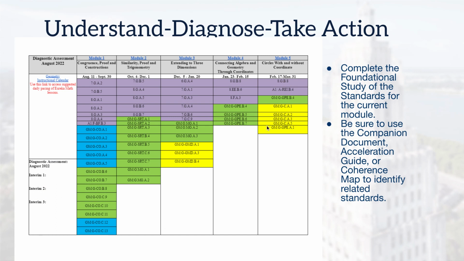And so this is what we're looking at, geometry again. If we want to look at the modules, we can see the standards that are being covered in that module, and then the prior foundational standards that came before that. So if you look over here, here are SRT standards. And so we see that most of our material, or our foundational material, came from 8th grade.